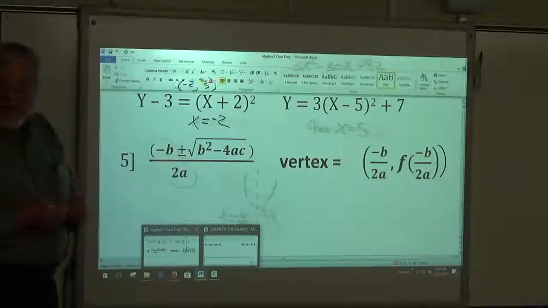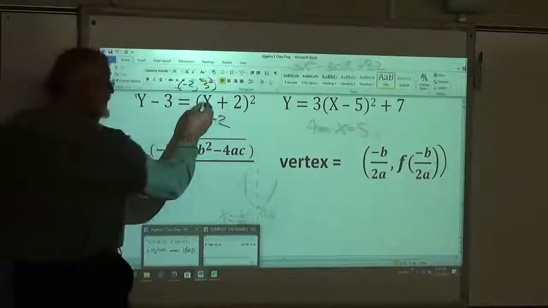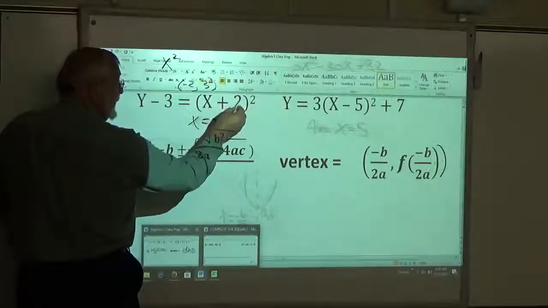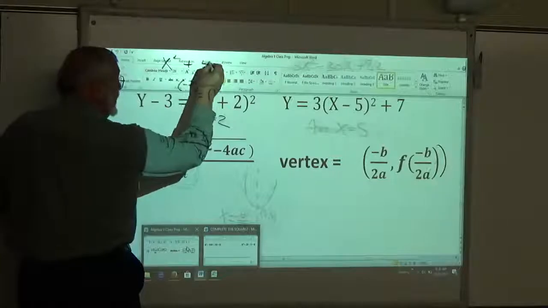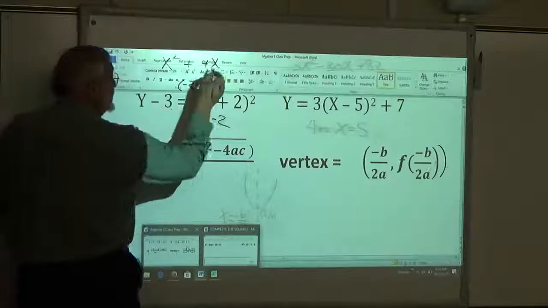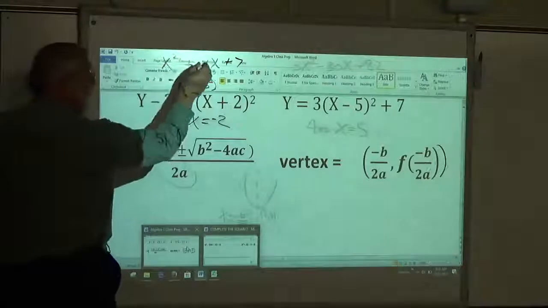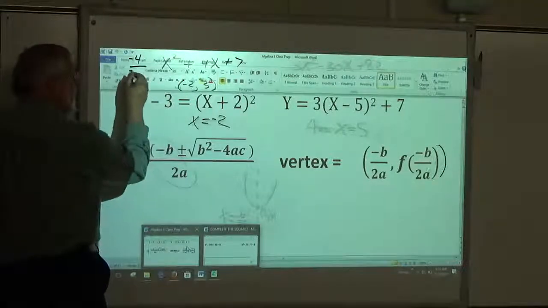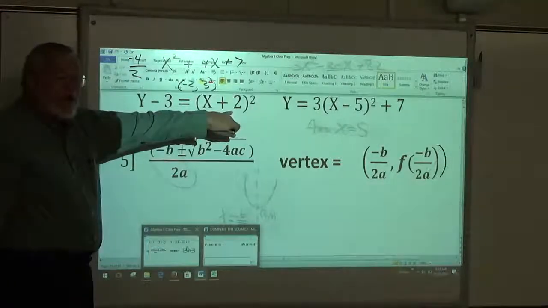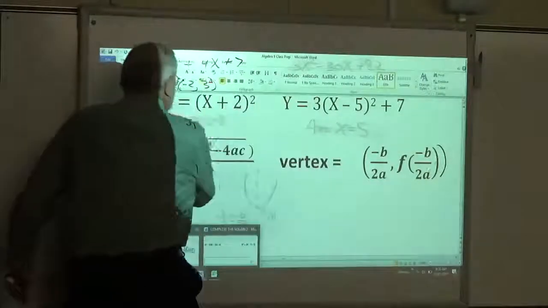Okay, makes sense? Now, if we multiply this out, all right, this is going to give me x squared. I'm going to have plus 4x, and then I'm going to have 4, 5, 6, 7 plus 7. All right, negative b over 2a is how much? Negative 2. That's the same thing that we got from this one. Got it. Okay. All right, now.